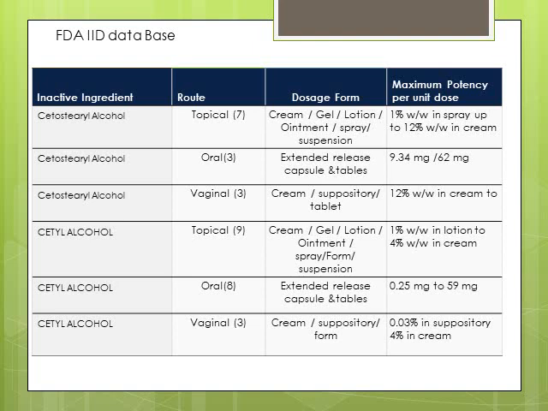The FDA IID database also has limits for cetyl alcohol and stearyl alcohol. I don't want to go through them; maybe you can look at them yourself. But overall, the allowable limit for individual cetyl and stearyl alcohol appears to be less than for cetostearyl alcohol. So probably this is the reason that we see cetostearyl alcohol in formulations a lot more than individual cetyl alcohol or stearyl alcohol, because the allowable limit for cetostearyl is higher than cetyl and stearyl individually.